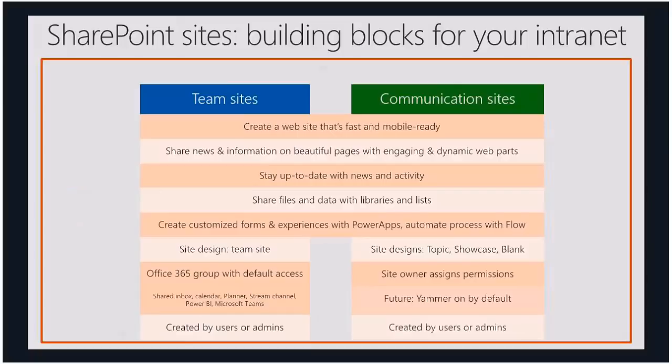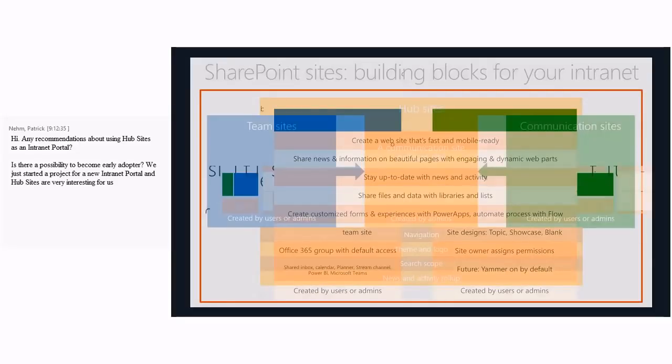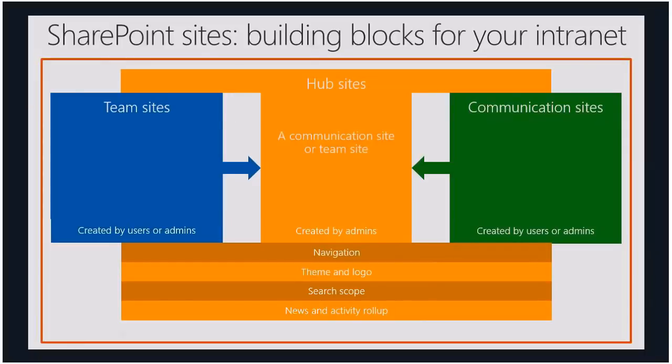And as you start to then roll this up into adding hub sites into the mix, it brings together team sites and communication sites, as I mentioned. The core commonality of a lot of those capabilities and experiences are the same, but then the hub adds that cross-site navigation, a common and consistent theme and logo, the ability to then have the search scoped across those joined sites, and then have that news and activity roll up. So if you think about what a hub site offers in the mix of other sites and site types, it really offers those core 4 elements.